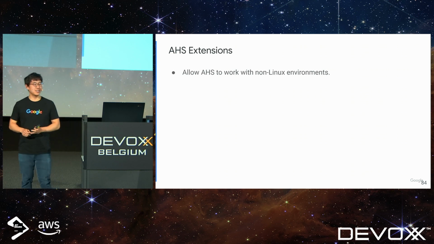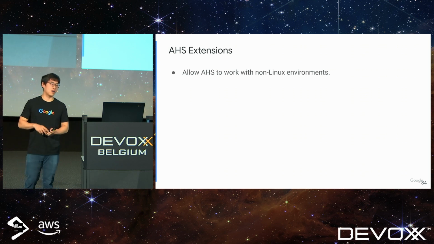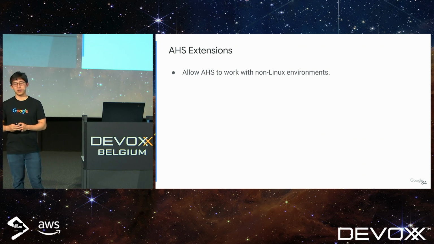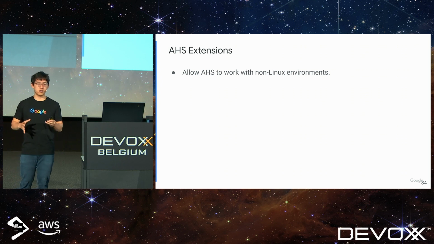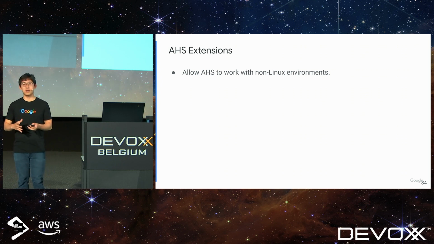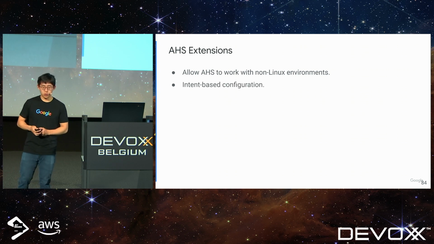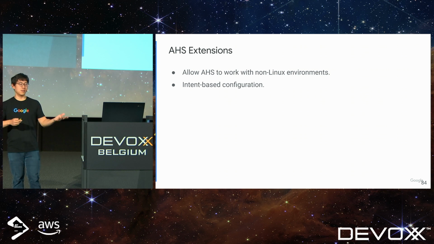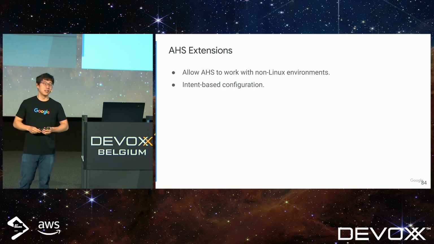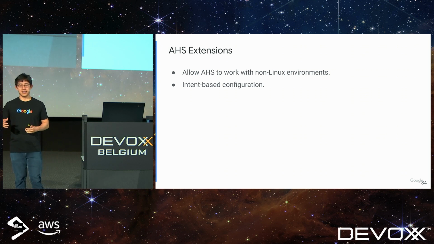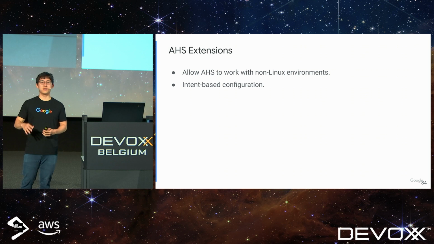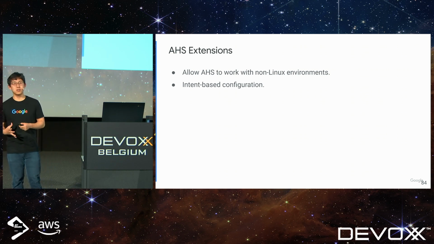Okay. I guess some other things that we want to look into are to have AHS work with non-Linux environments. So again, AHS is currently restricted to a Linux system because of the way we use C groups. And another kind of cool project that would be related to this is intent-based configuration. So you might want to use AHS and then set basically, hey, I want to optimize for throughput, or I want to optimize for very low RAM usage, or I want to optimize for very low CPU usage.